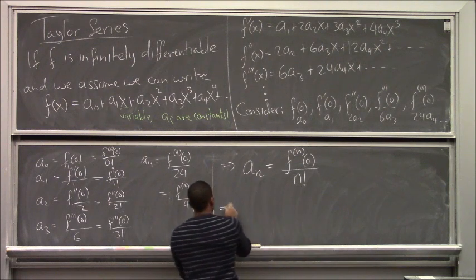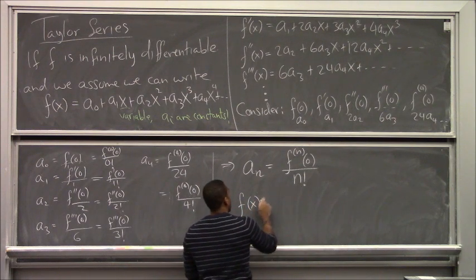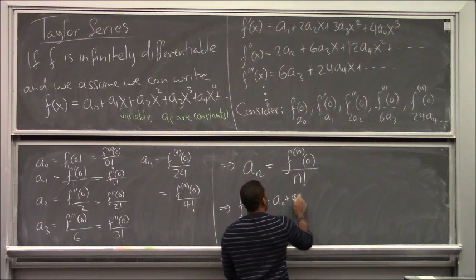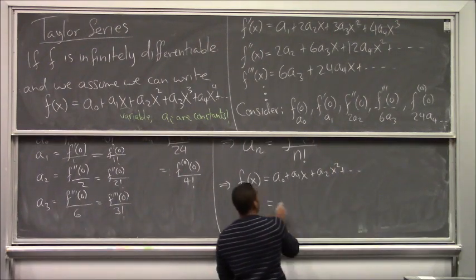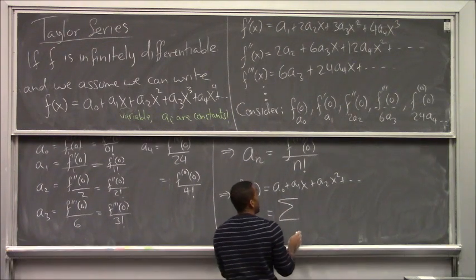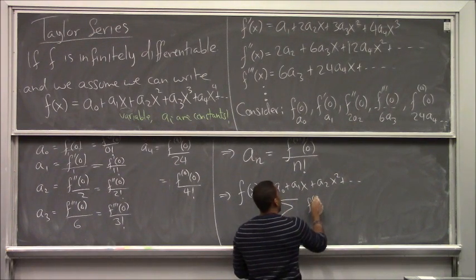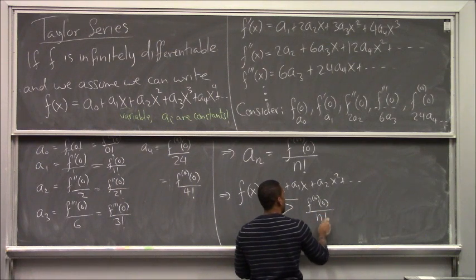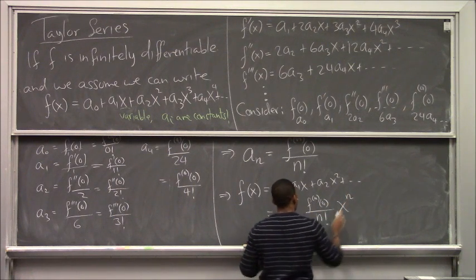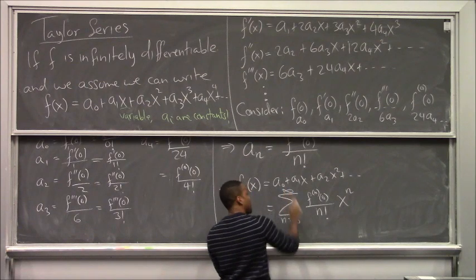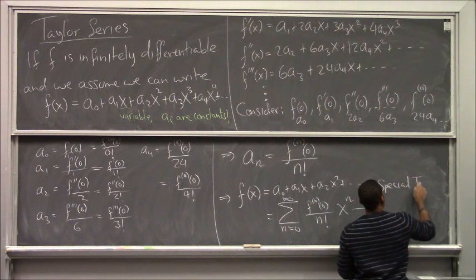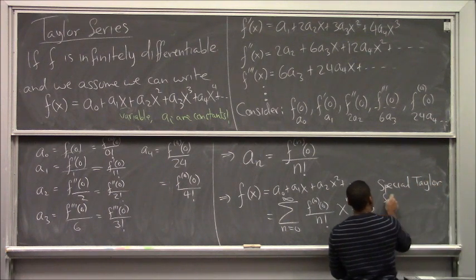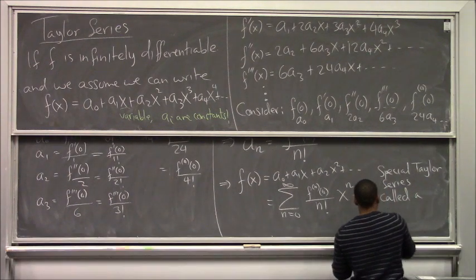And so this means that if I wanted to write f of x as a0 plus a1 x plus a2 x squared plus etc., I could write this as a sum of terms of this form: f to the n of 0 over n factorial times x to the n, where n starts from 0 to infinity. This is a special Taylor series called a Maclaurin series.